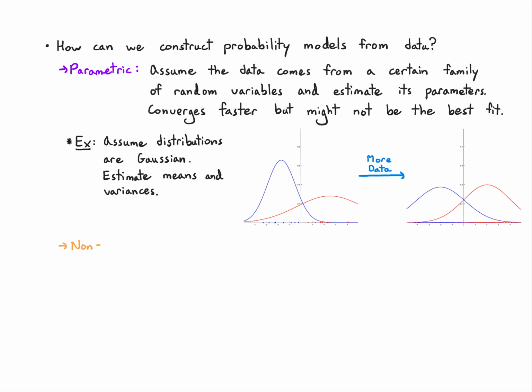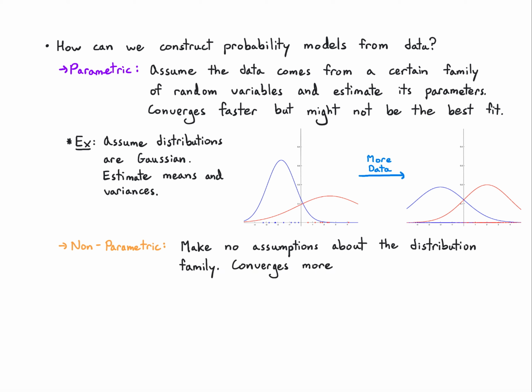Now, another way to deal with this is a non-parametric approach, and to try to make very few or no assumptions about the distribution family. And this will converge much more slowly than the parametric approach, but it will get a better fit in the end. Now, this is its own subject, so I can't do this justice in just 30 seconds, but I want to give you a visualization to help you understand what this means.